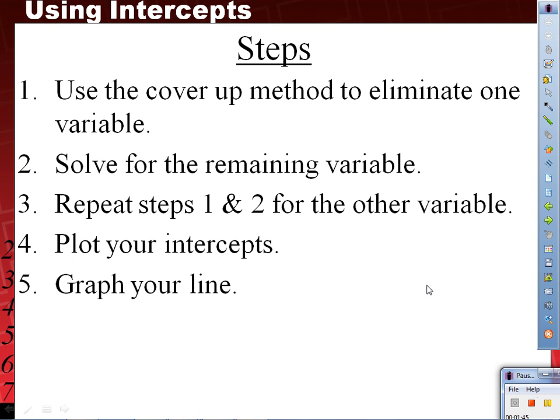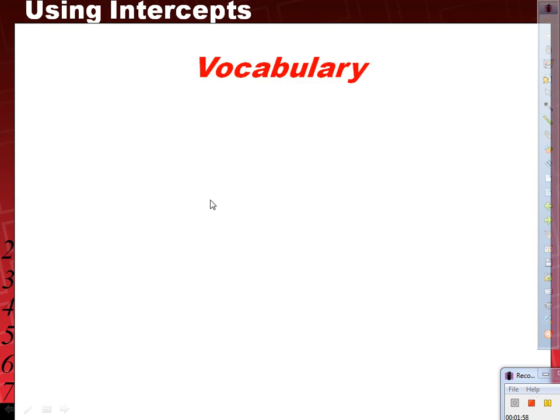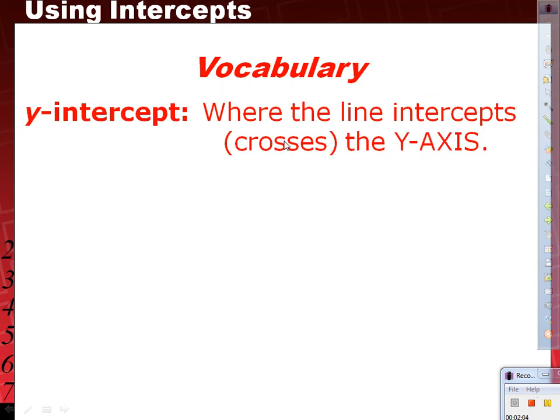So, before we get started with the graphing part, let me make clear what I'm talking about in regards to the intercepts. Here go the definitions. Don't write this down, just pay attention. The y-intercept is where the line intersects or crosses the y-axis. What line? The line that we graph. So if we were to graph a line and it crosses the y-axis, the point where it crosses the y-axis is known as the y-intercept. Are we there so far?